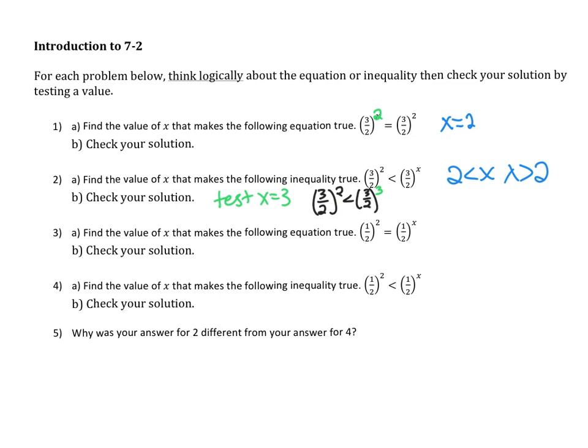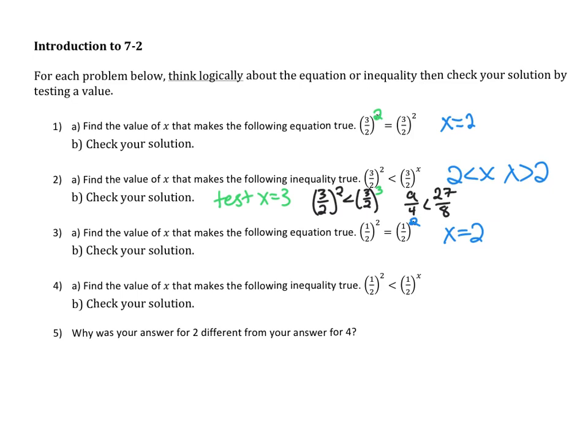I get 3 halves squared is less than 3 halves to the third. We know that this is true, and we could calculate that the answer is 9/4 is less than 27 over 8, which is true. On the next equation, we have 1 half squared equals 1 half to the x. So we know that again, x has to equal 2 to make this true.